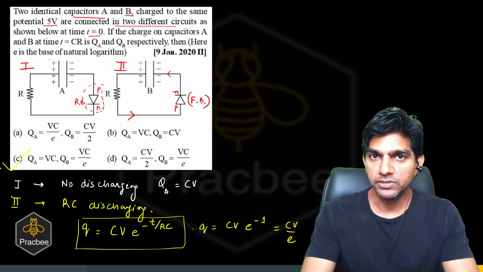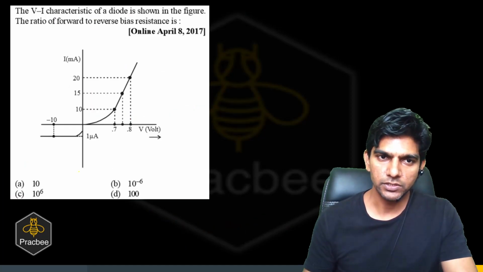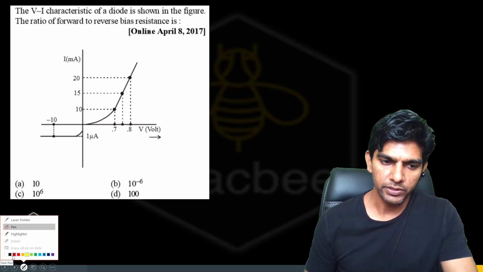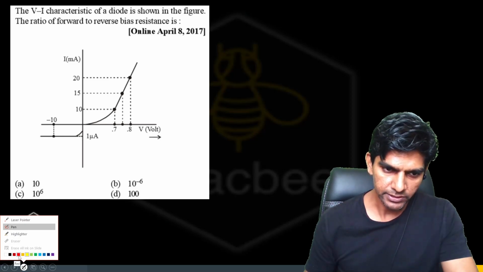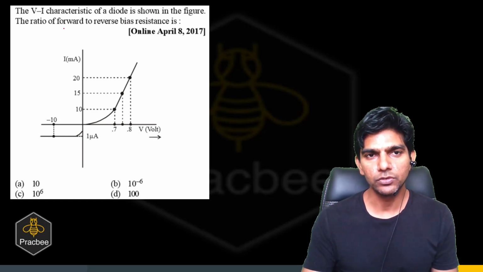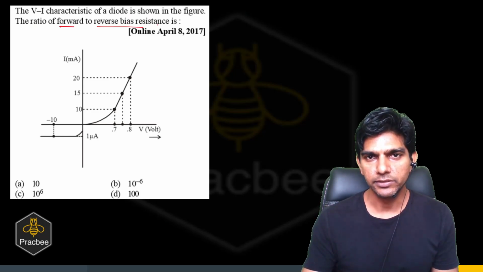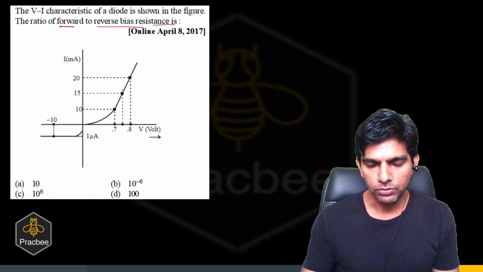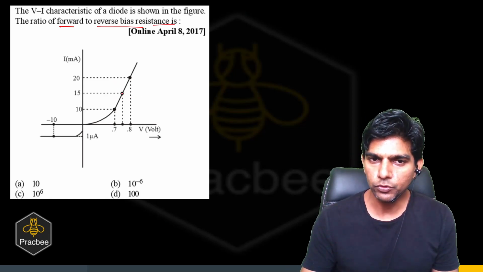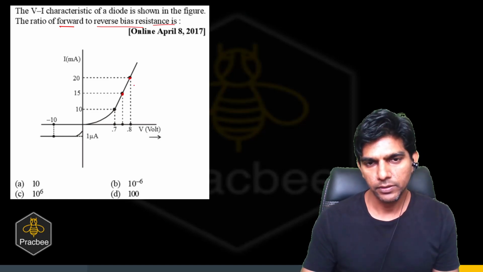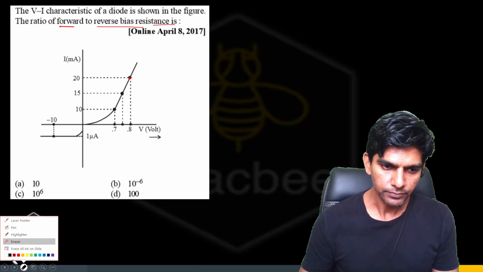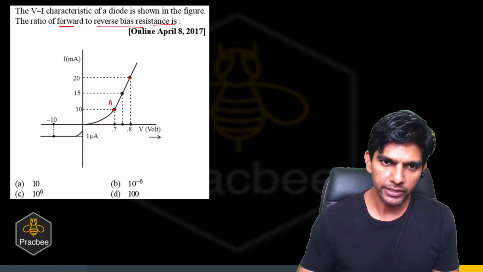Okay, so this type of questions are being asked. And there is one more type of question which is based on the VI characteristic, about the resistances, dynamic resistances. So let us see. The VI characteristic of a diode is shown in the figure. The ratio of the forward and the reverse biased resistance is? Okay, right. So in the forward biased mode, how to find the resistance? I told you we have to take any 2 points on the graph. So let us take, say, this point is A and this point is B.